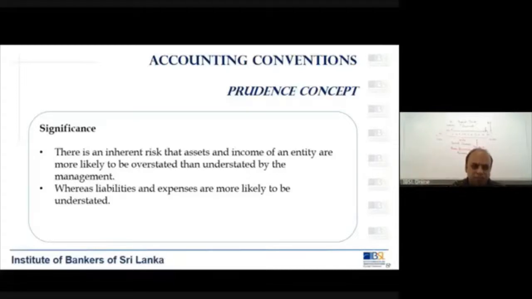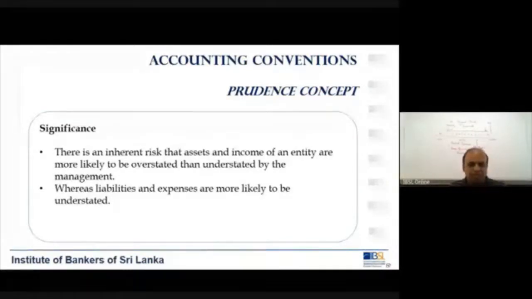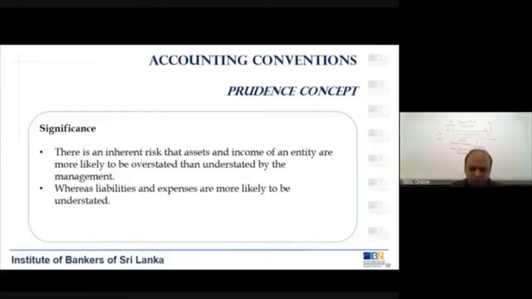So what is the company doing? They are showing a lower liability, which is favorable to them. So the prudence concept says you should not be doing this as an accountant. Your assets should be at the actual value. You should not be overstating them. And your liabilities should be at the correct value and you should not understate them. That is the summary of the prudence concept.